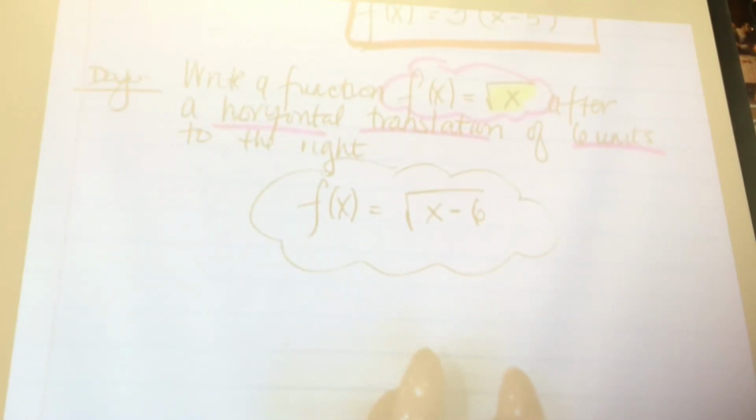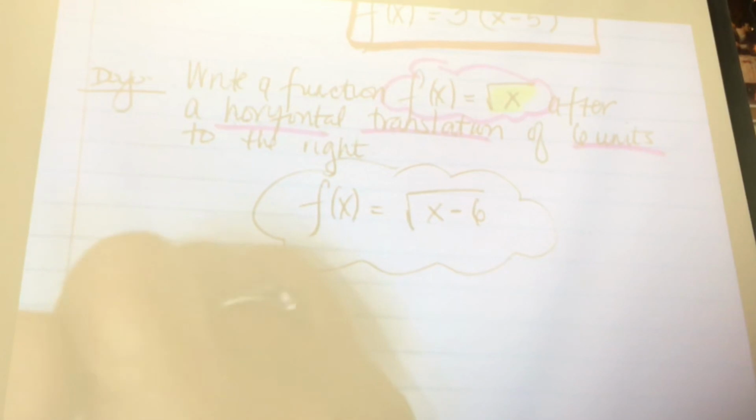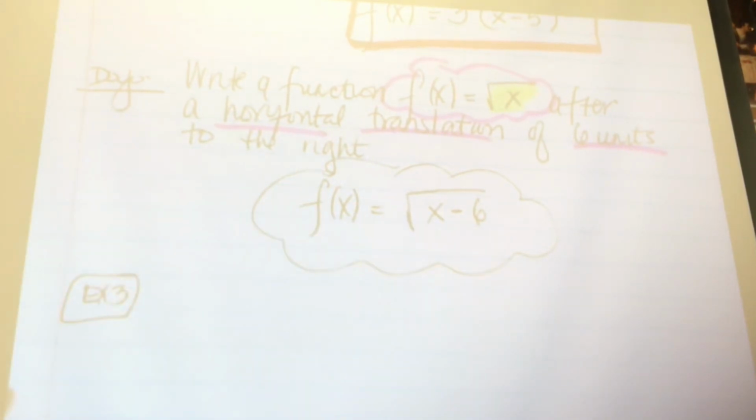All right. Now vertical. Remember I told you for horizontal, do you change the argument? Yes or no? Horizontal, do you change the argument? Yes or no? Yes. So now vertical, for example 3, you are going to now write a function with a vertical translation.